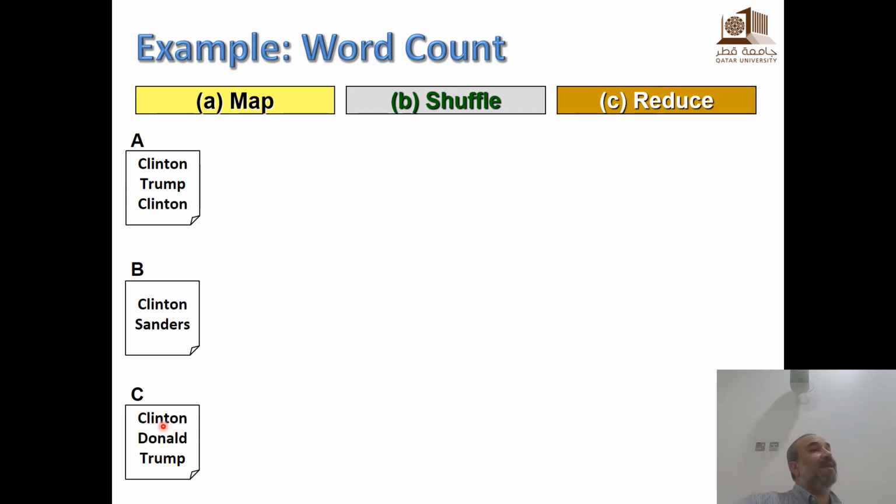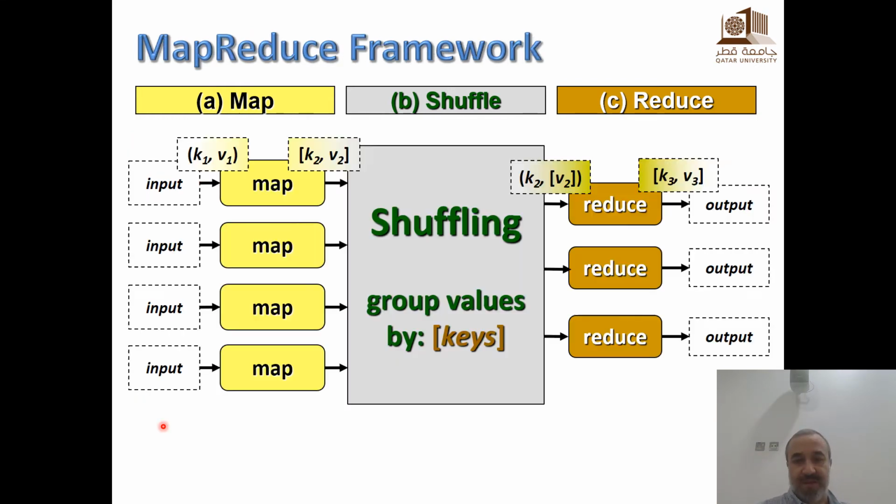And how about the output key and value? Remember in the previous slide, the output also has to be in terms of keys and values. What would be the key type and the value type in this case, in word count? Yes?